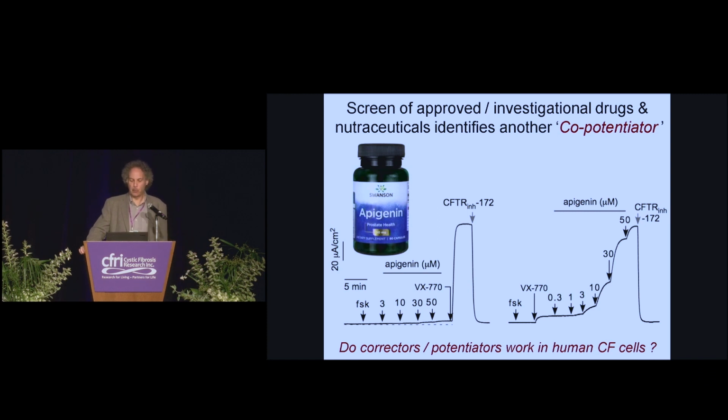And by this kind of co-potentiator screen of nutraceuticals, interestingly, we came up with this compound, apigenin, which is a plant-derived compound available in health food stores, as shown here. And this compound, like our compound, greatly acted in synergy with Vertex 770. And of course, the bad news, unfortunately, is that the amount you need is probably 10 to 100 times that of the normal blood level if you take this as a nutraceutical, even in high amounts.